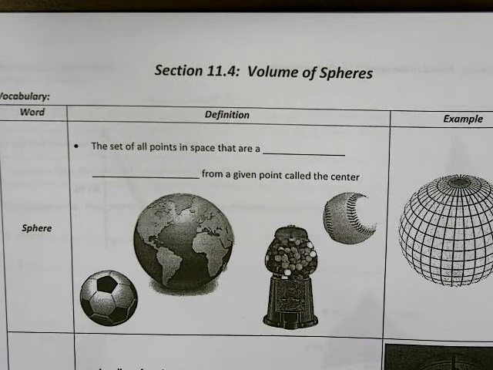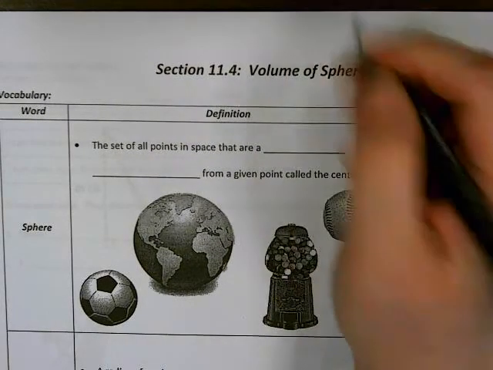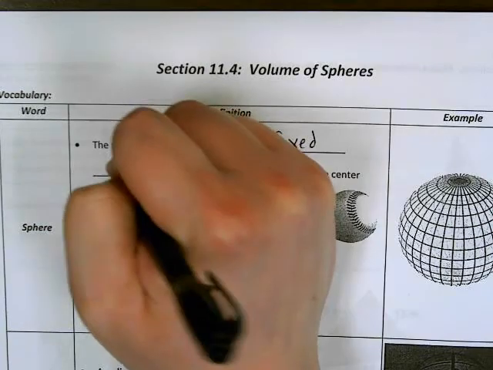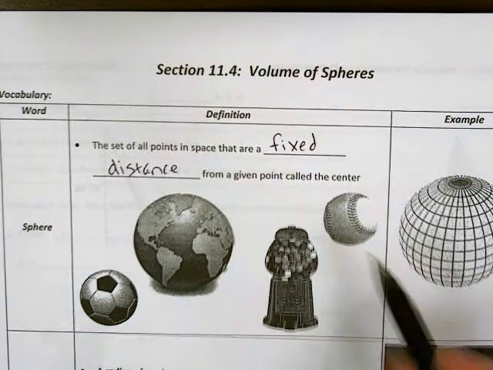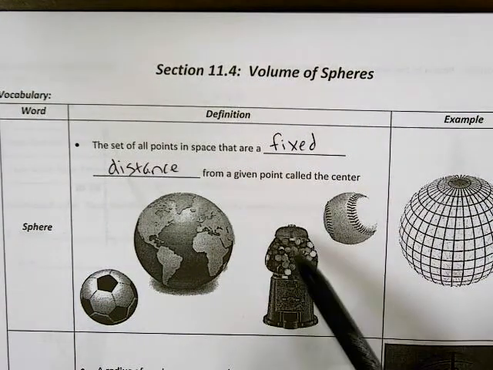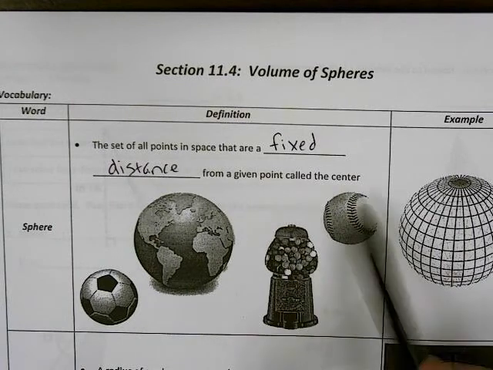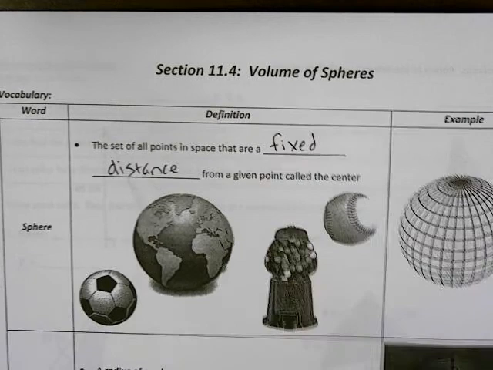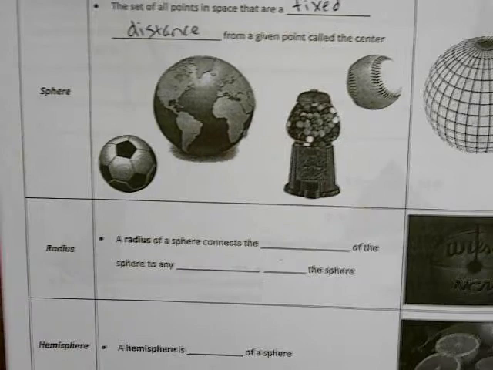So this one talks about finding the volume of spheres. A sphere is the set of all points in space that are a fixed distance from a given point, called the center. You guys have all seen spheres before, all right? The Earth is a sphere, a ball. This one's a baseball, this one's a soccer ball, doesn't matter. The gumballs that are here, all of those are spheres. You guys have definitely dealt with those in your life before.